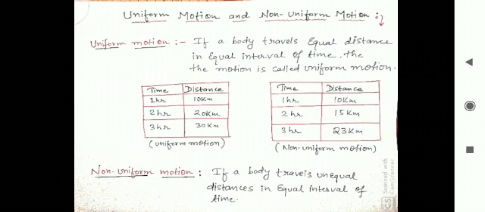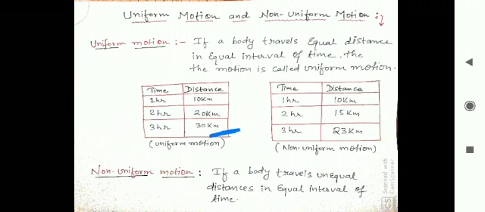Now next is uniform motion and non-uniform motion. See, what is uniform motion? In case of uniform motion, a body travels equal distance in equal intervals of time. For this we have taken one chart here. See, this is the time and this one is distance. In the first hour the body has traveled a distance of 10 km. In the second hour it traveled a distance of 20 km, and in the third hour it traveled a distance of 30 km.